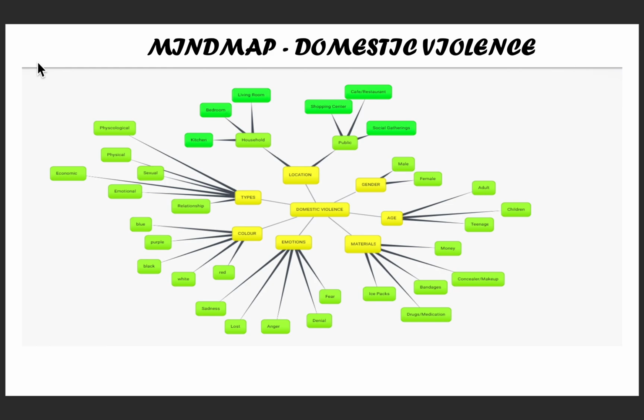Some of the materials I looked at were money, makeup, bandages, ice packs, drugs and medication, and that sort of stuff. Some of the locations I looked at were public and household locations, such as a living room or a bedroom, and shopping centres or social gatherings.